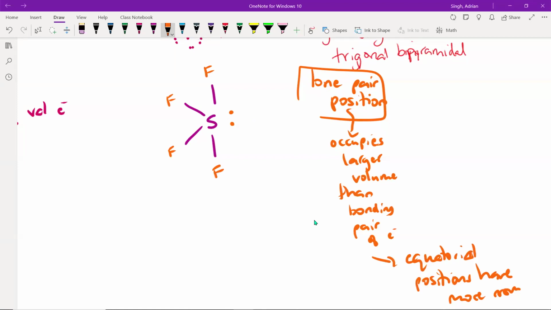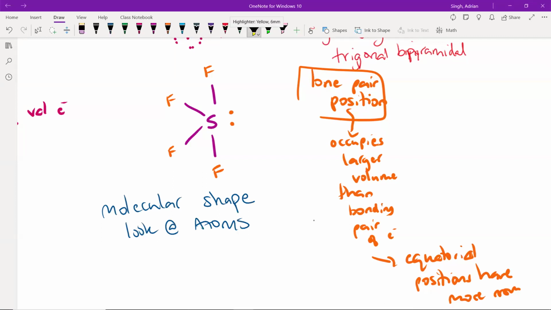So I've used the electron group geometry to have my basis, my foundation, and then I decide where that lone pair is going to go. I put it where there's the most room available, which in the trigonal bipyramid is along the equator. And now what I can do is look at the shape of the molecule, right? So the molecular shape now, I'm just looking at the atoms and see how they are connected.